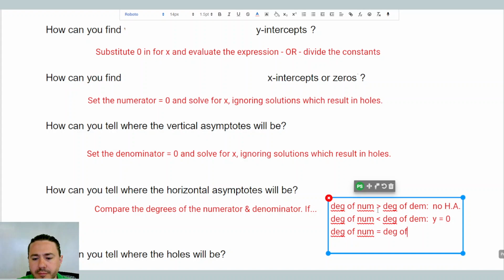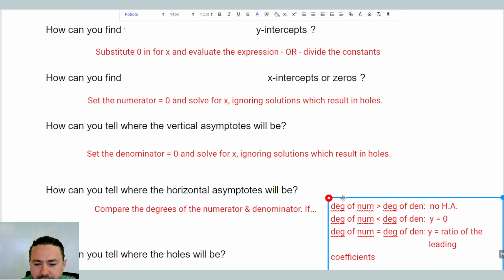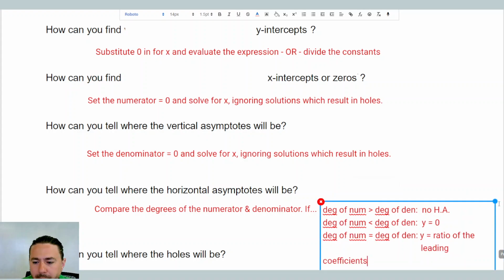Denominator. All right. If they're the same, then you're going to divide the leading coefficients. So y equals the ratio of the leading coefficients. All right, can we get that to fit in there? I bet we can. There we go. All right, so that's how you find the horizontal asymptote.